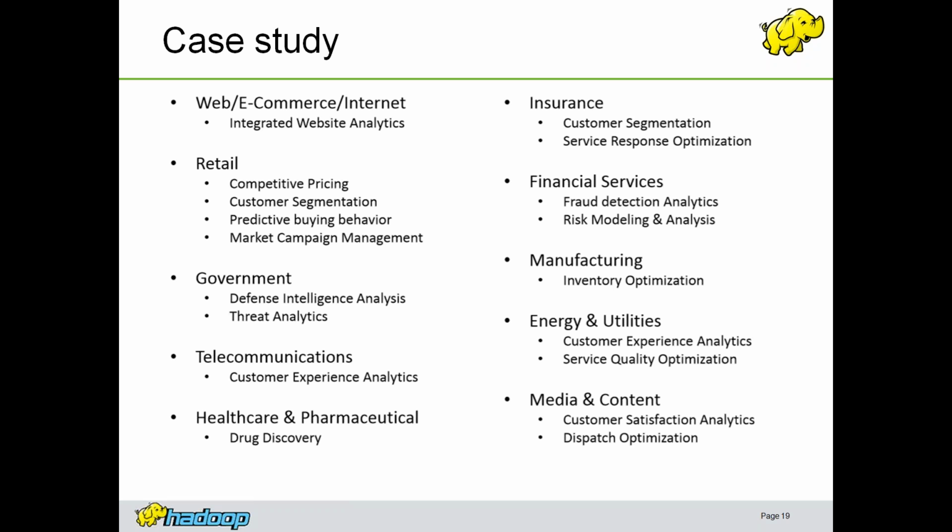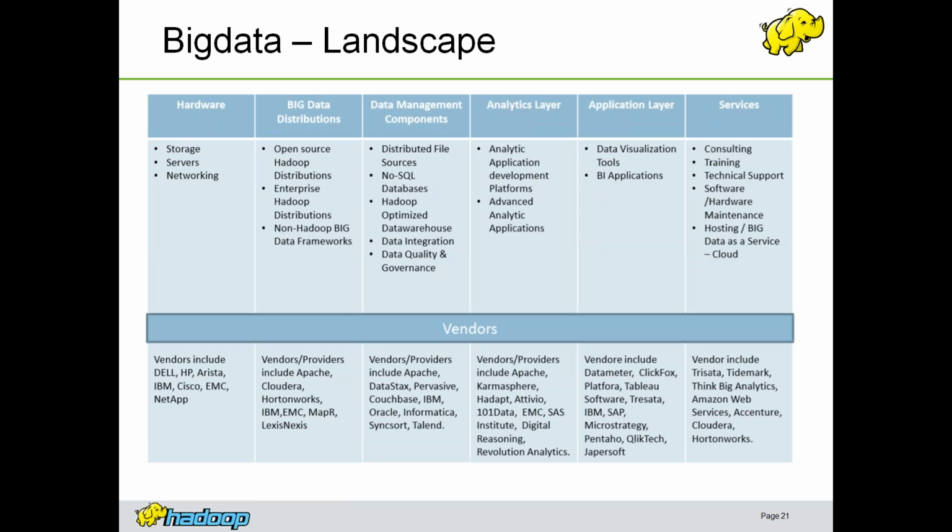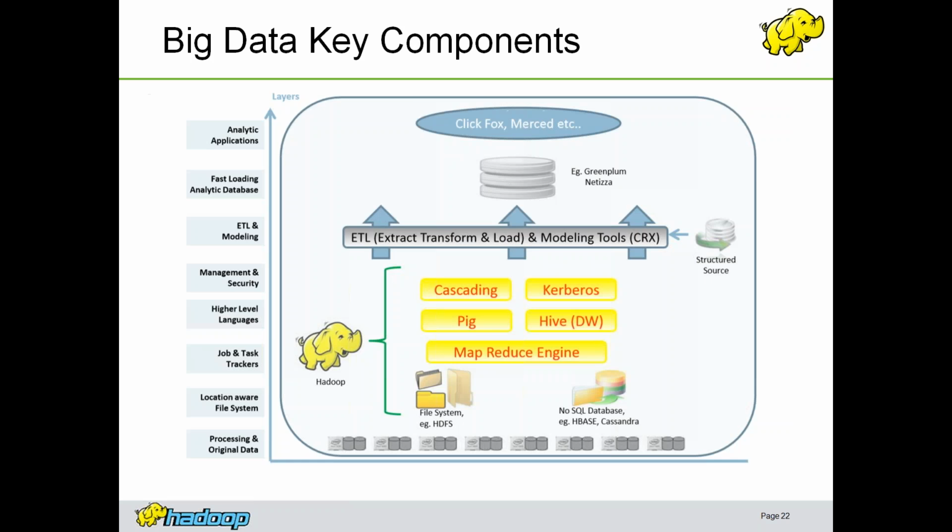On the healthcare side, you can do drug discovery by processing large volumes of data. On the insurance side, you can do customer segmentation and service response optimization. On the financial services side, you can do fraud detection analytics and risk modeling. And on the media side, you can have customer satisfaction analysis and dispatch analysis optimization. So many things are possible in each field or domain. This is a case study, some of the case studies I mentioned for example purposes. The big data landscape will come at a later stage so that you can understand more.